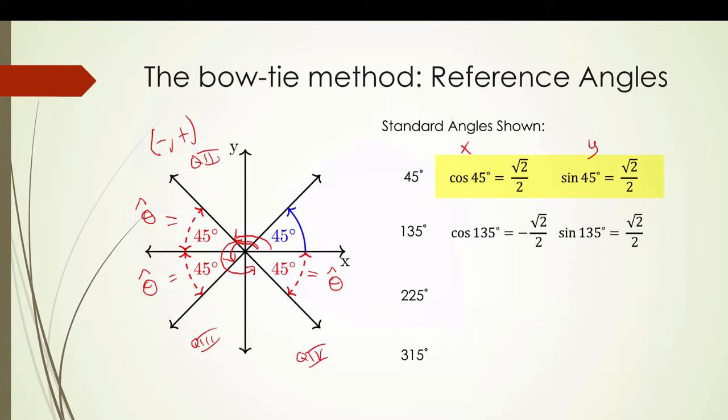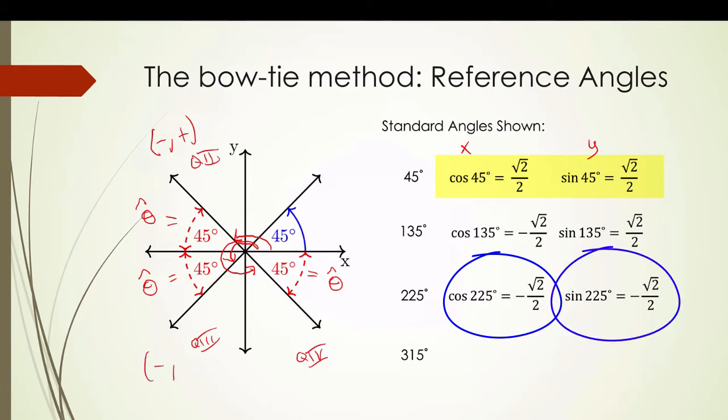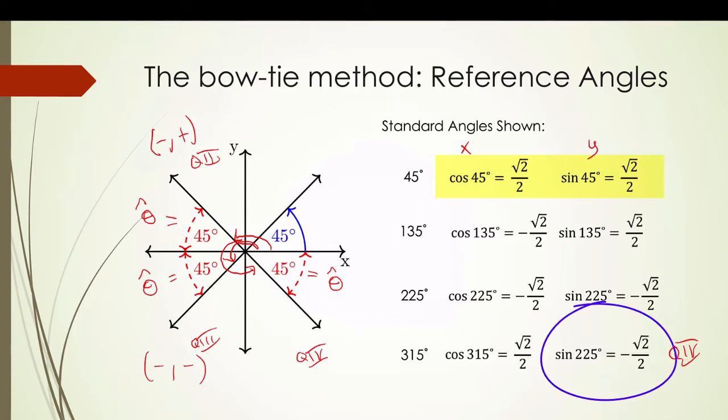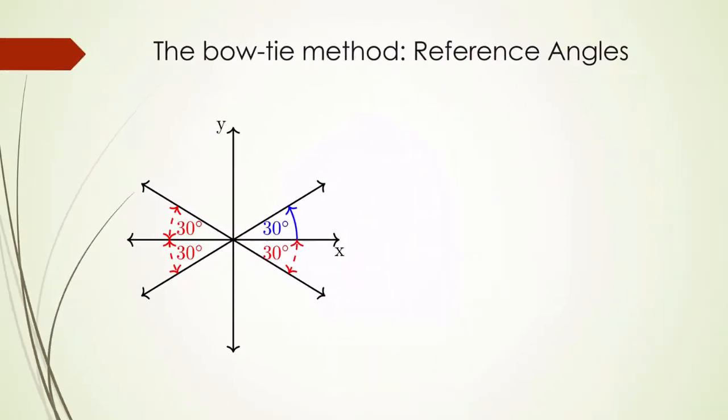Let's apply the same method to cosine of 225 degrees and sine of 225 degrees. Cosine is going to be negative and sine is going to be negative, as both negative x and negative y appear in quadrant 3. Now, cosine of 315 degrees, that will be positive, and sine of 315 degrees is negative root 2 over 2.